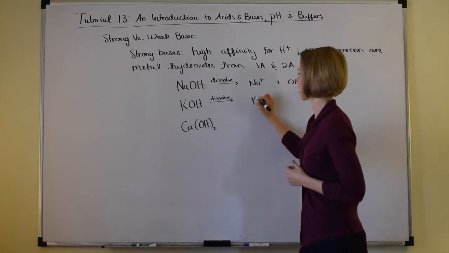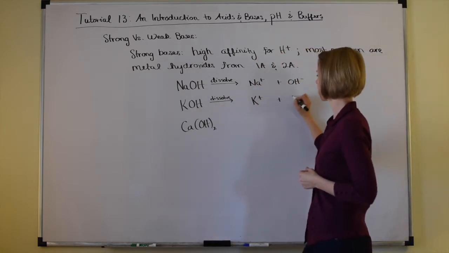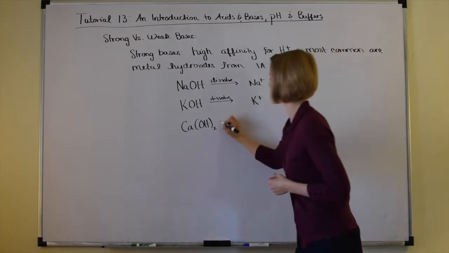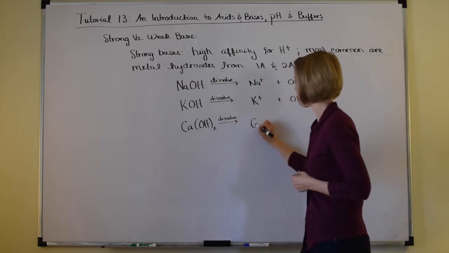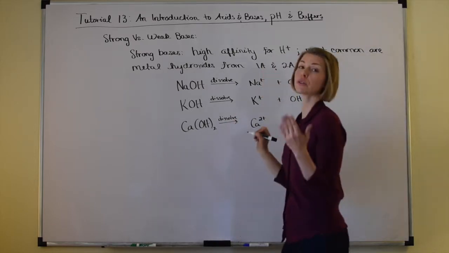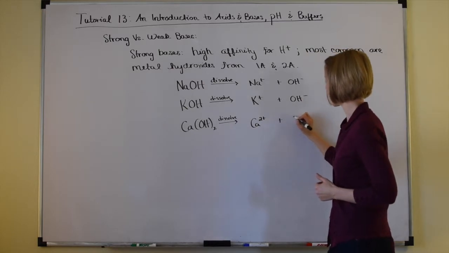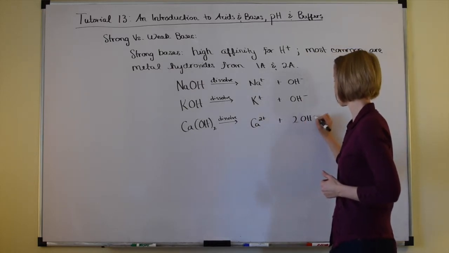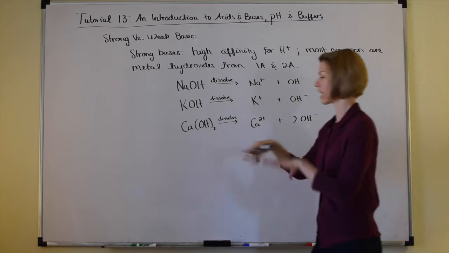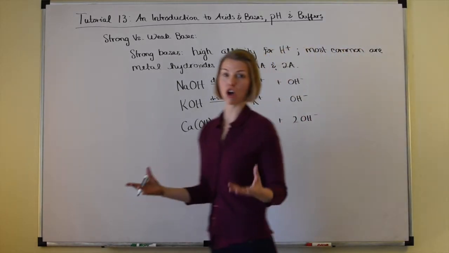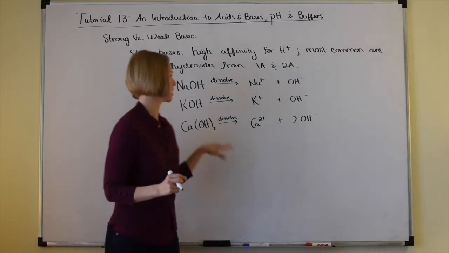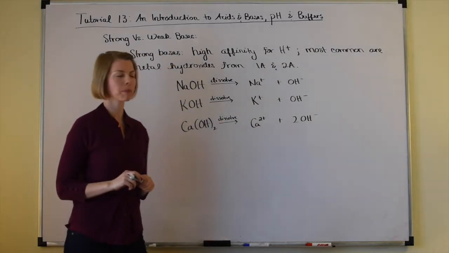For potassium hydroxide, the cation would be potassium rather than sodium. And for calcium hydroxide, we get calcium cations. It's group 2, so it's a 2+. And hydroxide anions, and we're going to get 2 hydroxide anions for every 1 formula unit that dissolves. So I'm going to put a 2 there. So this is just a dissolving process.